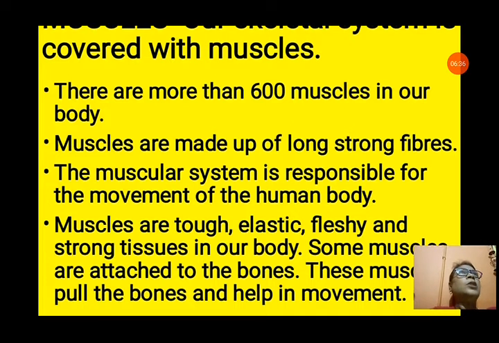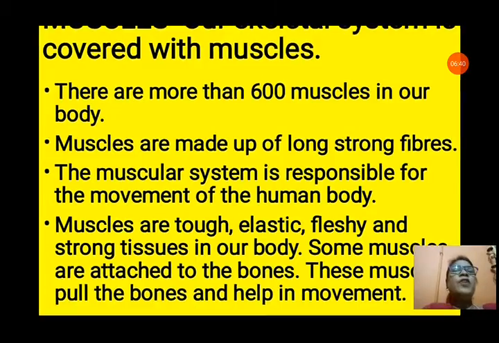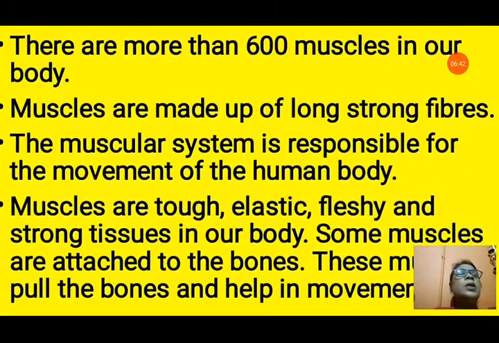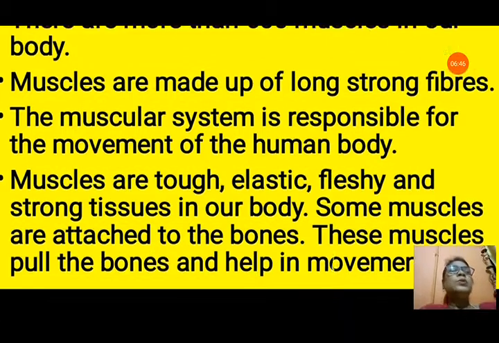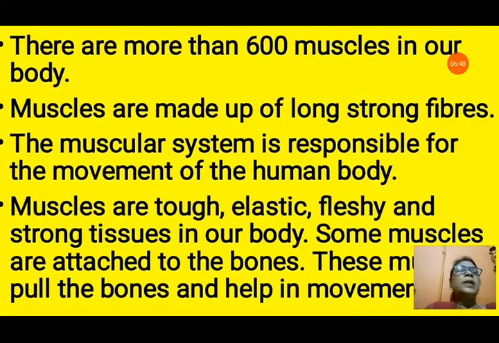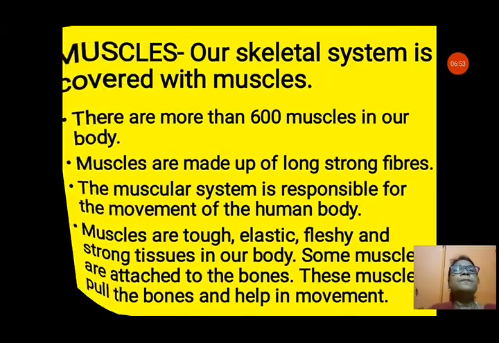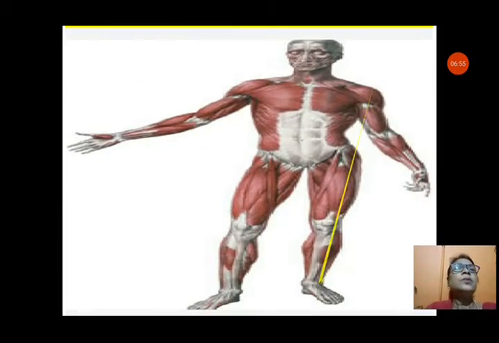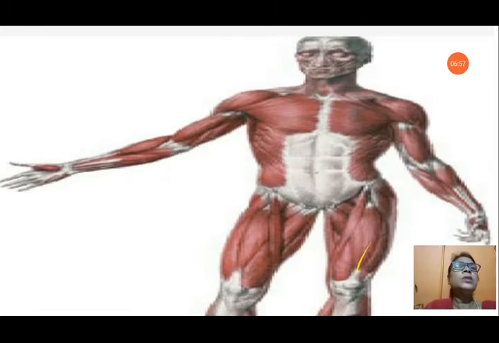Without the muscles, the bones alone cannot move. Muscles are tough, elastic and fleshy, strong tissues in our body. Some muscles are attached to the bones. These muscles pull the bones and help in the movement. That means muscles help in the movement by pulling the bones. You can see the muscular system in our body. The whole body is covered with muscles. In this picture you can see it.